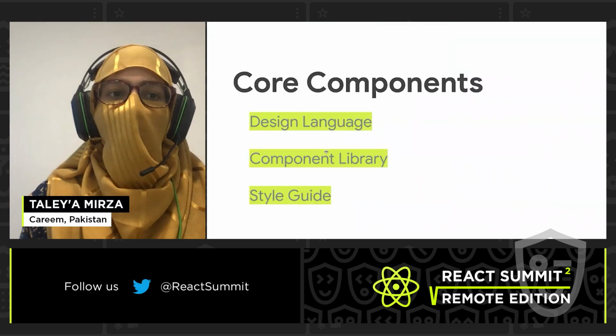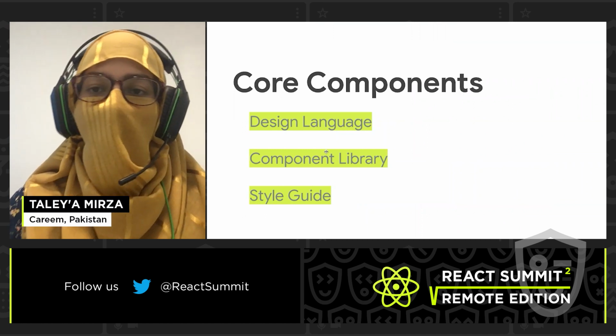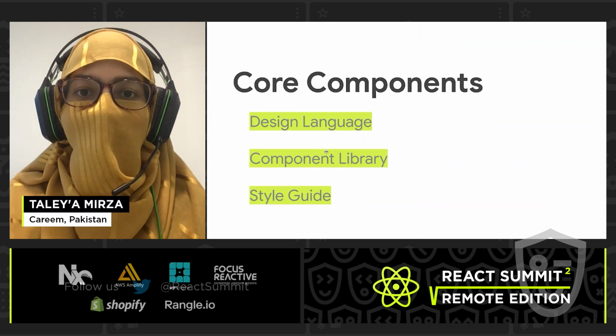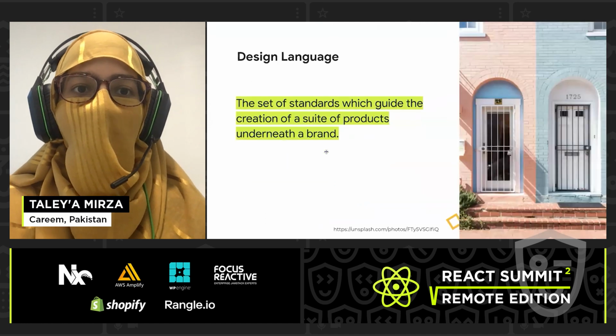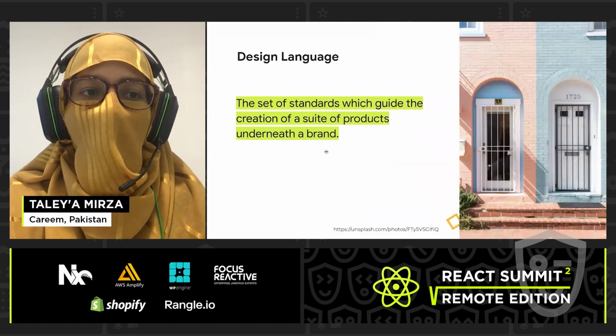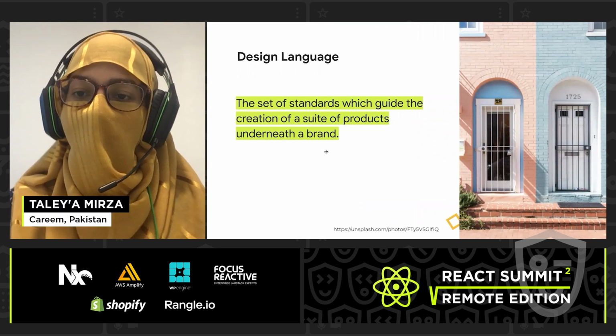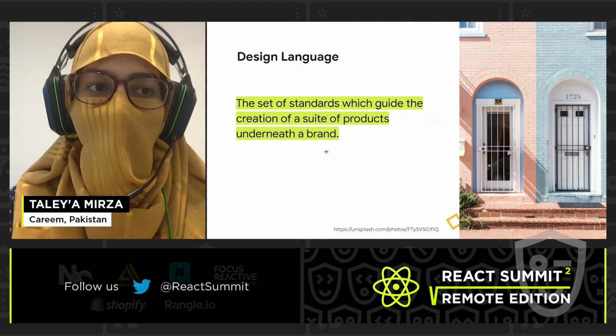So there are three core components of design system. These are design language, component library, and style guide. Let's see them in order. So the first thing is design language. It is the first component that needs to be created in order to create a design system.